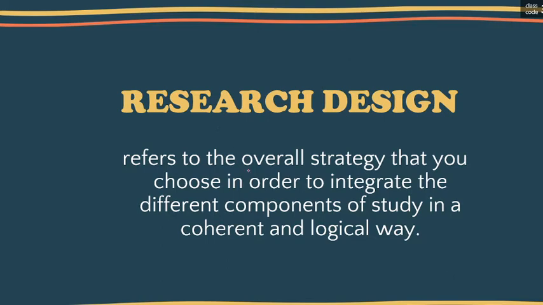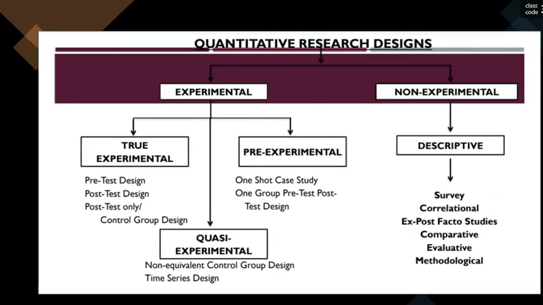Research design is the overall strategy that you as a researcher choose in order to integrate the different components of your study in a coherent and logical way. Okay? So there are two quantitative research designs. Una is the experimental and the other one is the non-experimental.